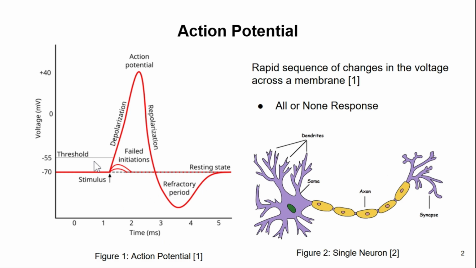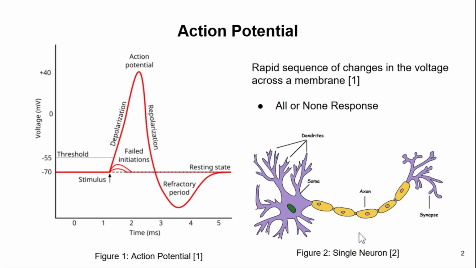If the stimulus has a magnitude less than the threshold value, it will fail to initiate such an action potential, such a rapid sequence of change in the voltage across the cell membrane of the neuron. Only if the stimulus has a magnitude greater than the threshold, this action potential will be generated. So it is an all or none type of response. This action potential is only for a single neuron.